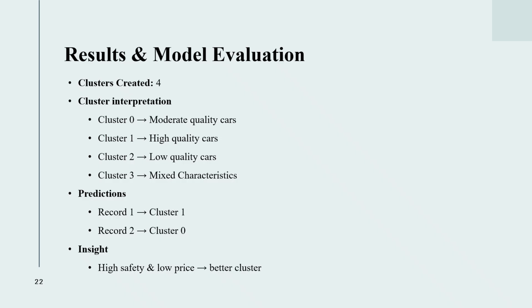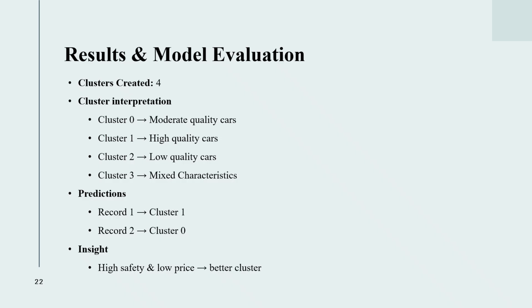So the model successfully grouped similar cars together and was able to identify meaningful patterns in the dataset even without predefined labels. From the evaluation, we can see that cars with higher safety and better features tend to belong to higher quality clusters, while cars with lower safety and fewer features fall into lower quality clusters. This demonstrates that K-means clustering is effective in identifying hidden patterns in the data.